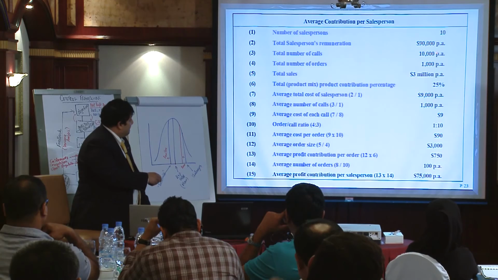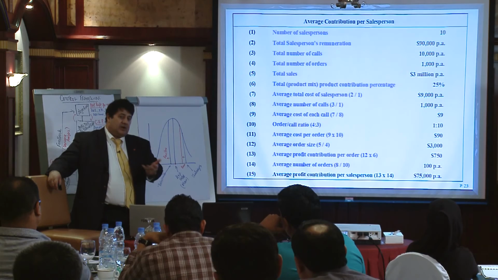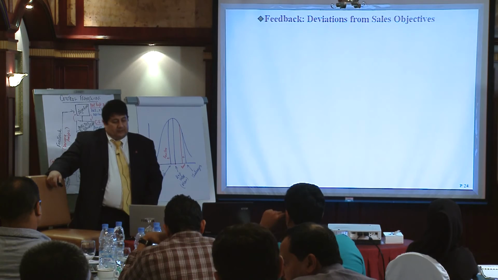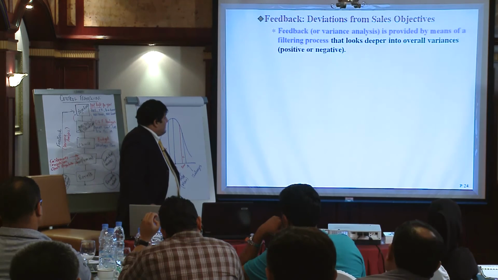So if you have a little bit more, like who is the sales call, how long did you spend, what products did you sell, what are your margins, you have a significant amount of information. So we can do some sort of variance analysis. Feedback or variance analysis is provided by means of a filtering process that goes deeper into overall variances, positive or negative.